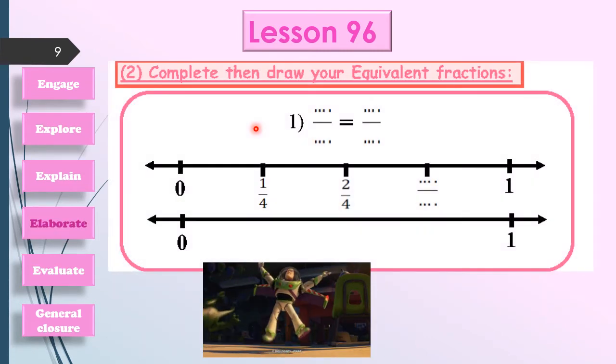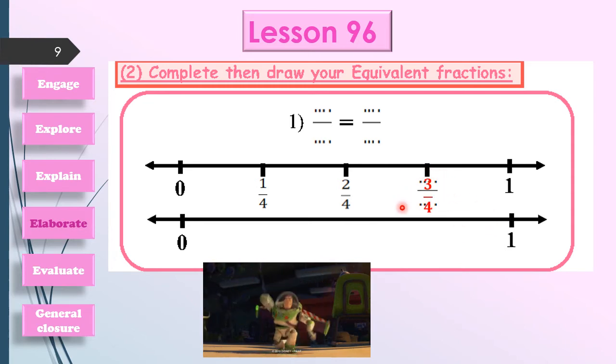Now let's go to another exercise. Complete and draw your equivalent fractions. Here we have two missing fractions. I want to find them on these number lines. Here we have this number line divided into four equal parts. This one is 1/4, this one is 2/4, and this one will be, yes, 3/4.